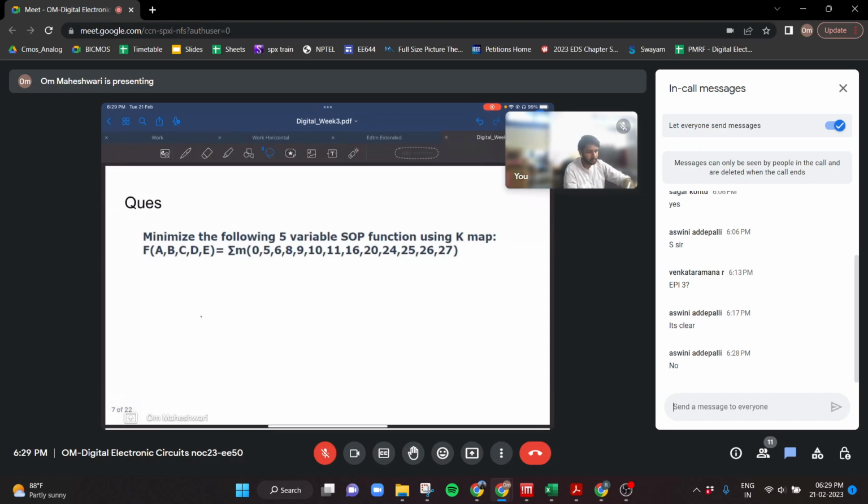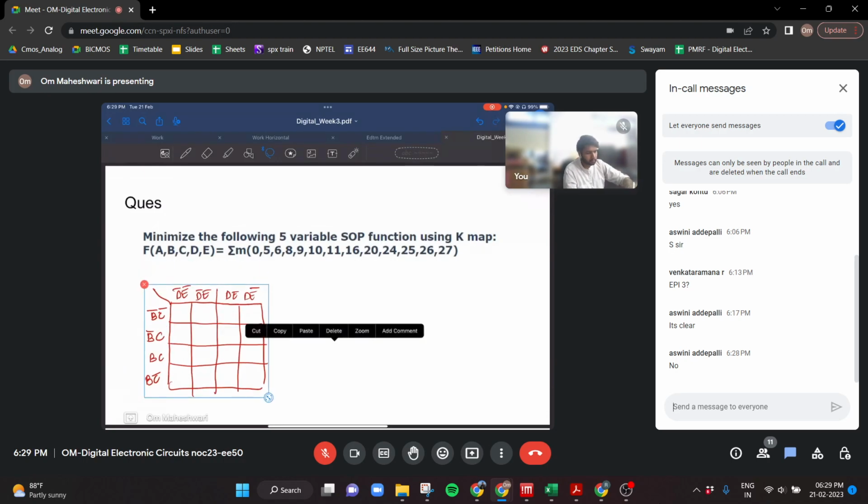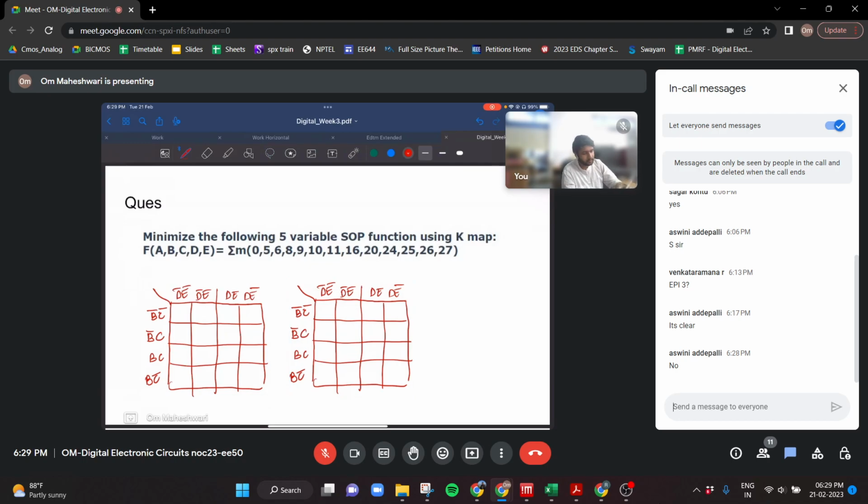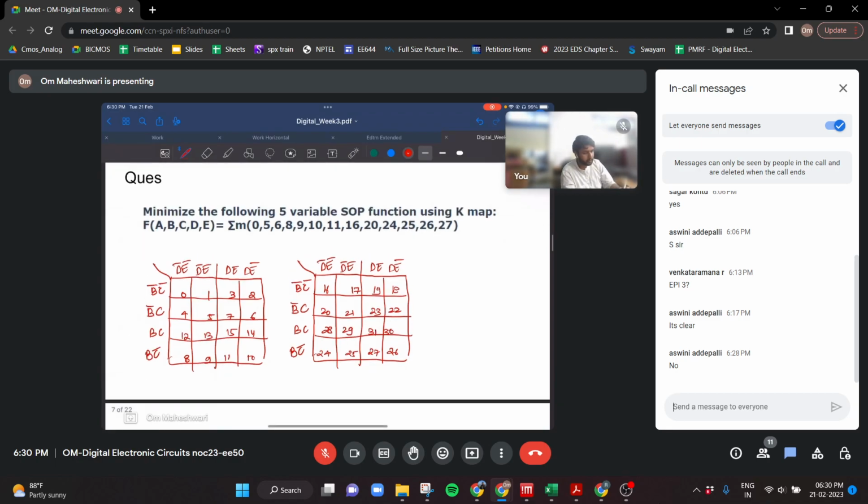Draw the K map. So numbering goes like this: 0, 1, 2, 3, 4, 5, 6, 7, 8, 9, 10, 11, 12, 13, 14, 15, 16, 17, 18, 19, 20, 21, 22, 23, 24, 25, 26, 27, 28, 29, 30, 31. Okay. This is for A bar, this is for A. Please let me know the answer for this one.